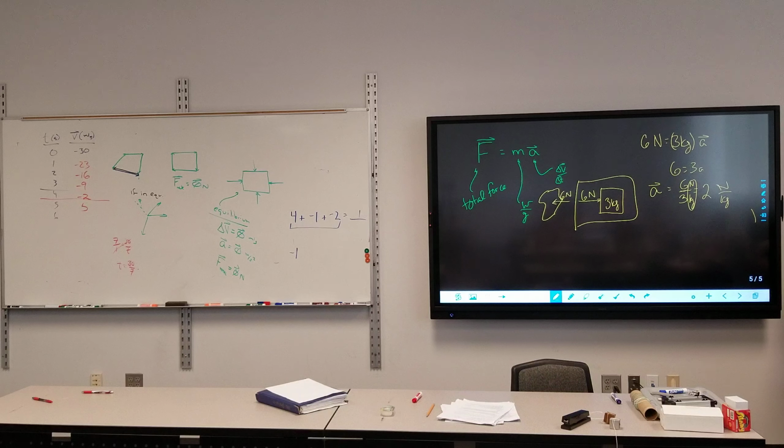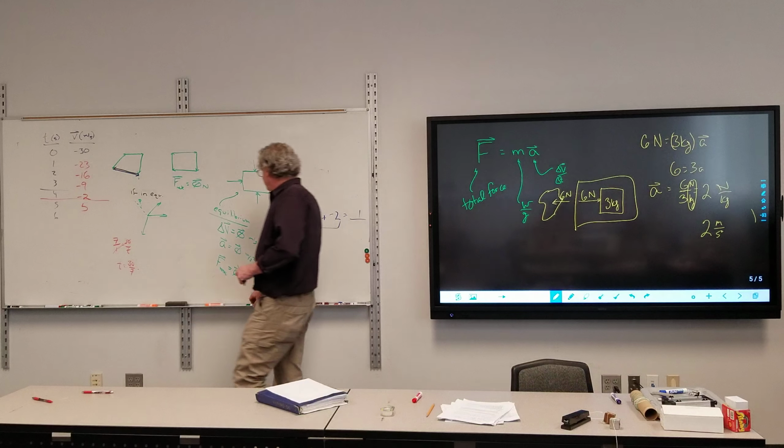But what were the units of acceleration that we just did in chapter 3? Meters per second squared. There we go. So another legitimate answer is 2 meters per second squared. So how do we get from newtons per kilogram to meters per second squared?